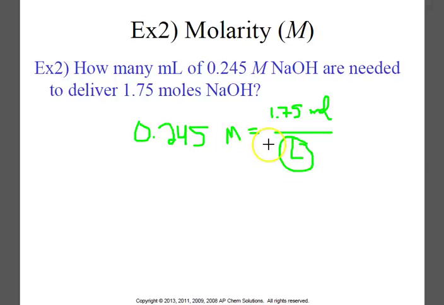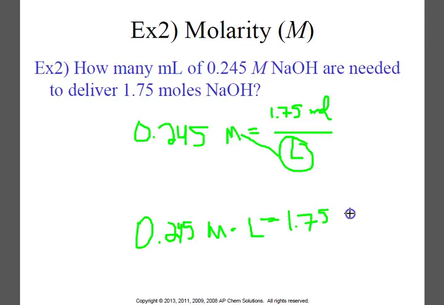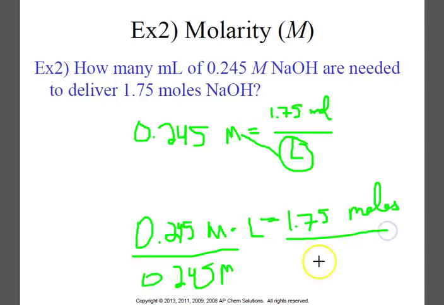Now first we've got to get L out of the denominator. So we're going to cross multiply. So we're going to have 0.245 molarity times liters equals 1.75 moles. Okay, now this is a two-step problem since liters was on the denominator. Now we can divide to solve for our liters, dividing by 0.245 on both sides to solve for liters.